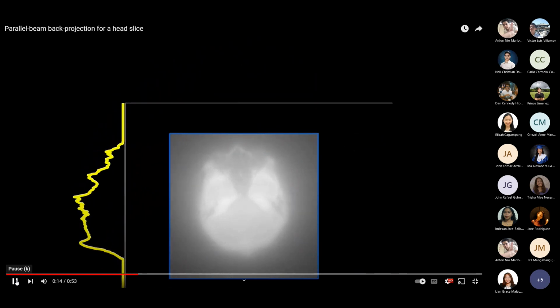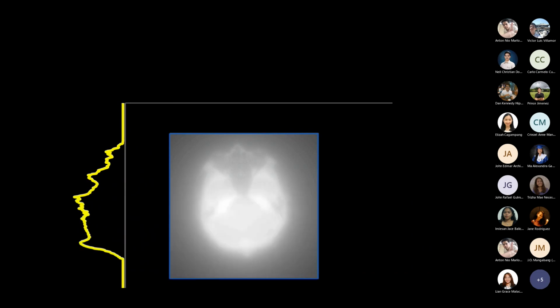And then the final figure, you see that, oh, okay, we are getting there. We are getting a good reconstruction of the image that we got. Pero medyo blurry yung image, ano? So dito naman papasok yung image deblurring.